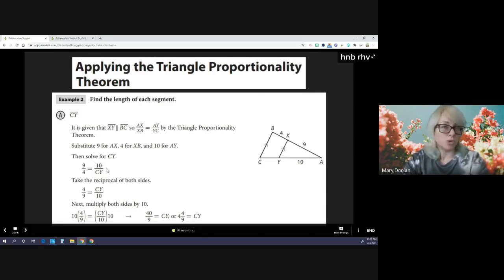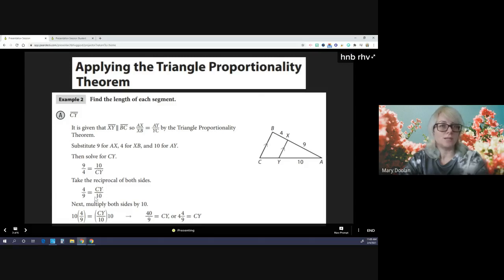Whenever you're solving a proportion and your variable is in the denominator, one way to tackle that issue is to take the reciprocal of both sides. So it's absolutely mathematically legal to take 9/4 and take the reciprocal as 4/9, and also take 10 over CY and change it to its reciprocal, CY over 10. This is totally acceptable. That's not the only way to solve this, but this is how they're showing you how to solve it here. And so once you're at this point, we can solve for CY.